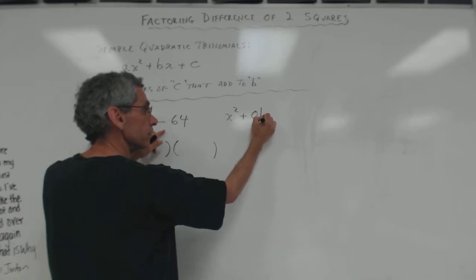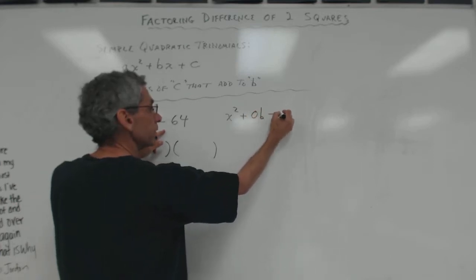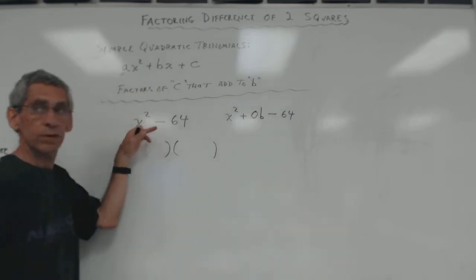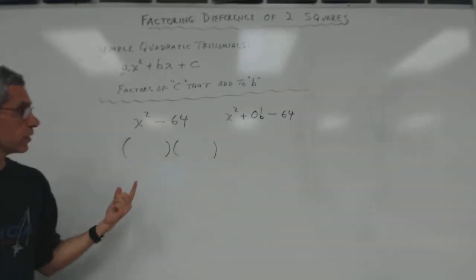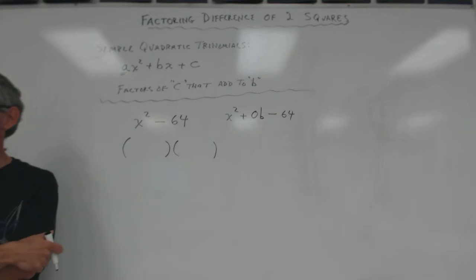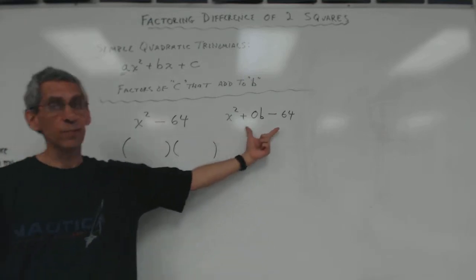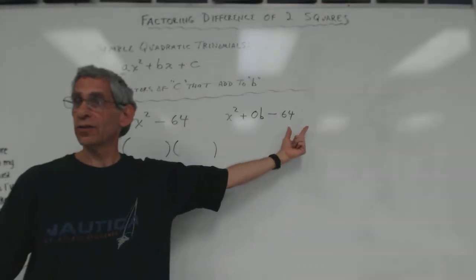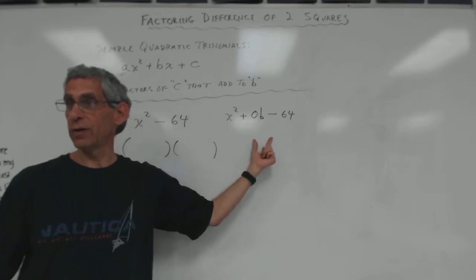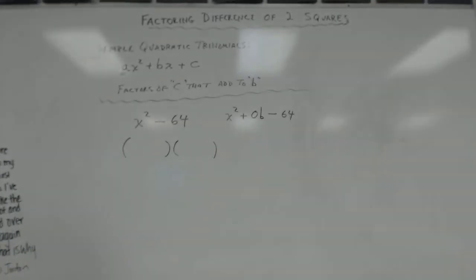0 b's, right? Minus 64. So if I was going to factor this, what would it be? Using this method, you know how to do it. Factors of c that add to b. So Michael, what would it be? It'd be x plus 8 and x minus 8. Does everybody agree with him?